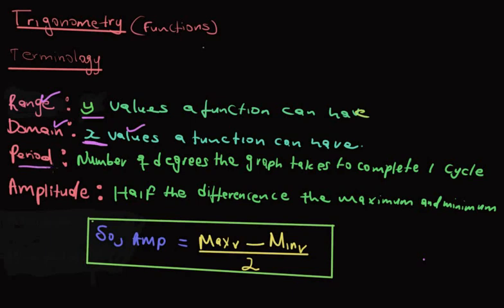Then for the period, we refer to the number of degrees a graph takes to complete one cycle. That means how many degrees does this function take to complete a full cycle. When I talk about a cycle, maybe something like this, if it's sine, if it's cos, maybe something like this. So how long does it take cos to fully look like this? That's what we term as a period.